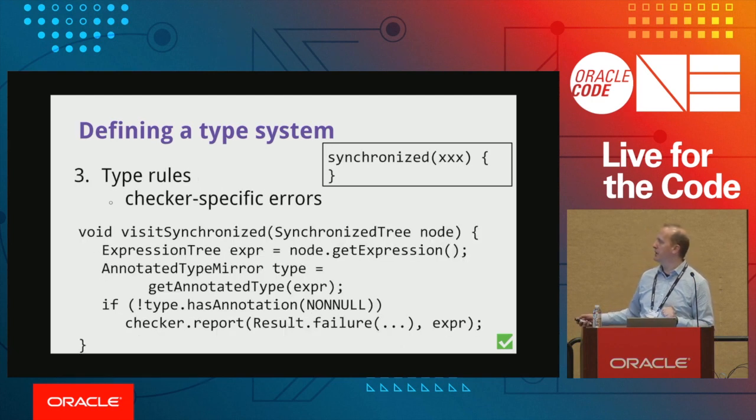Finally, defining a type system. For example, for the nullness type system, we have to enforce in all the 12 places where we have a nullness check that the reference is actually non-null. Here is one example for a synchronized block: we need to make sure that the argument for synchronized is non-null. So you override a visit synchronized method and then make sure that the type has the annotation not null. Or if it doesn't have it, we raise an error. So it allows you to override the mechanisms of the tree visitor to exactly say what the type rules are for your system if the subtyping check is not enough.